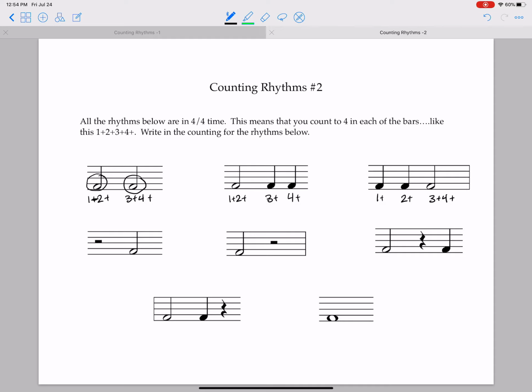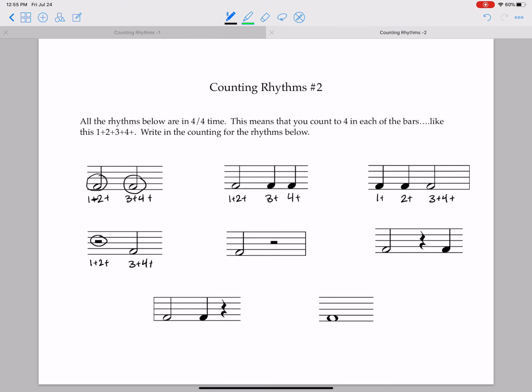Our next rhythm on the second line here has a half rest, which gets 2 beats, and then a half note, which also gets 2 beats. So for a half rest, we write 1 and 2 and, and then for a half note, we write 3 and 4 and. There we go.